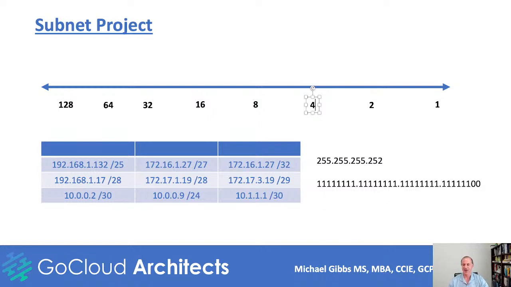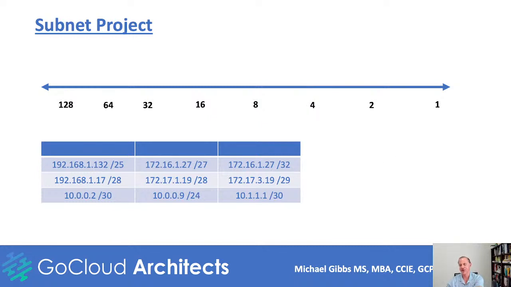Great job. Alex, you got it. 1 and 2 are usable. Amaranth, good job there. And William, 0 is the subnet, 3 is the broadcast, and 1 and 2 are usable addresses. And Derek, you got it.